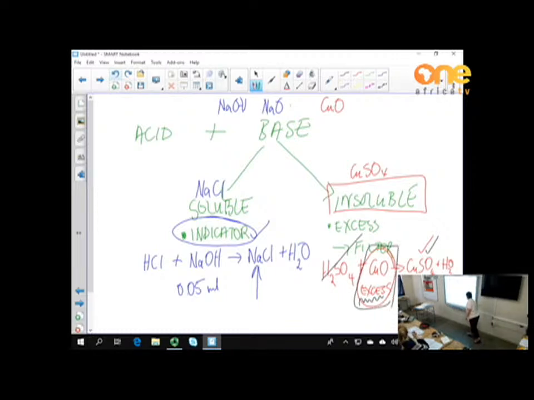I must filter. Can you see I don't need an indicator? Because when I add the insoluble base, it reacts and forms a soluble salt. But the stuff that doesn't react couldn't react because all the acid has been used up. And I can filter off the insoluble part. And then I will be left with these two. How will I make copper sulfate? Gently heat to evaporate water to get a saturated solution. Allow it to cool and crystallize. And we will get the copper sulfate.